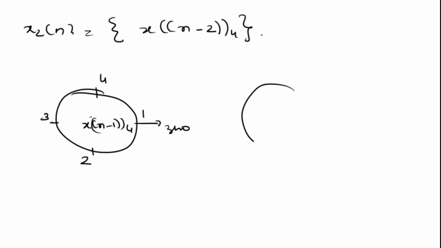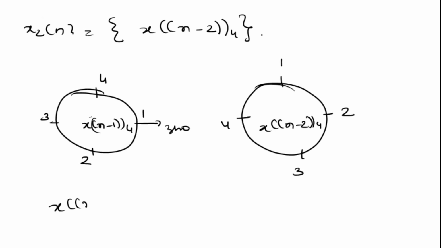Next we have to plot x of n minus 2 of 4. That means we have to shift x of n by 2 units in the anti-clockwise direction. So this 1 will come here, then 4, 3 and 2. So I can write x of n minus 2 of 4: at position 0 we have 2. While writing the answers, we have to use the anti-clockwise direction. The first position is 1, the second position is 4, the third position is 3. This is the answer.